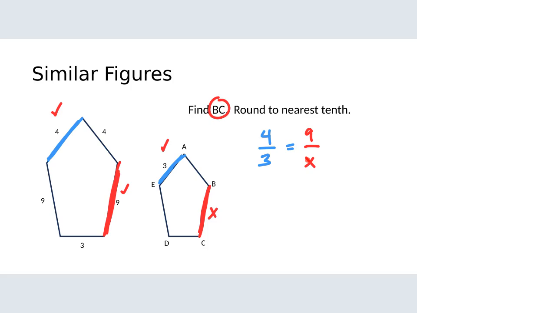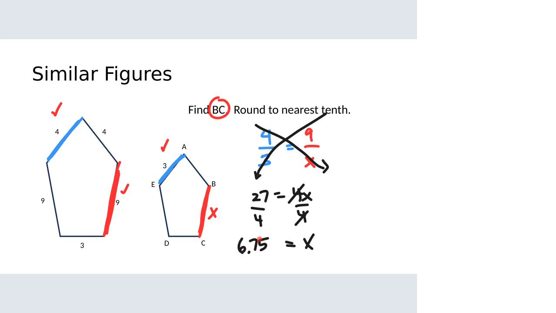Now I can solve this proportion by cross multiplying. 9 times 3 is 27. 4 times x is 4x. And then in order to get that x by itself, we'll divide both sides by 4. Here they cancel, leaving just the x. And 27 divided by 4 is 6.75. I was told to round to the nearest tenth. So I'll find the tenths place, look one space to the right. Since that's 5 or bigger, we'll round this up and call it 6.8.